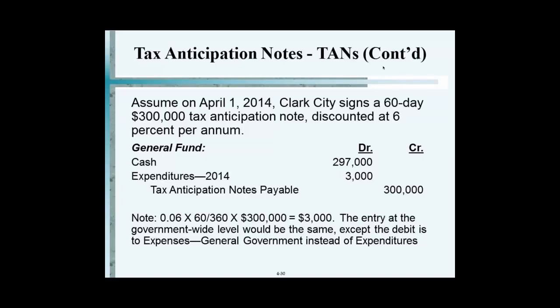With this, what you have is the note is for 300,000. How much cash are you getting? Only 297, not 300, because the rest of it is used to pay off the interest. So that's very unusual. And that's why I want you to make sure that you understand this, that even though you borrowed 300, you only got 297 because $3,000 is paid as interest. Not that you got 300,000 and then you pay 3,000, because it's discounted.